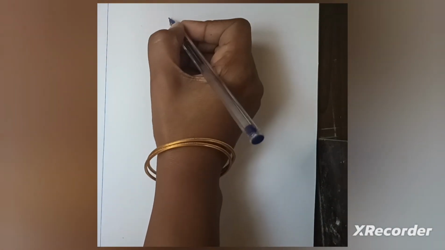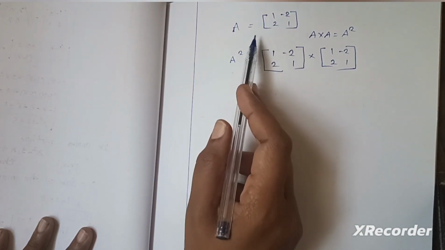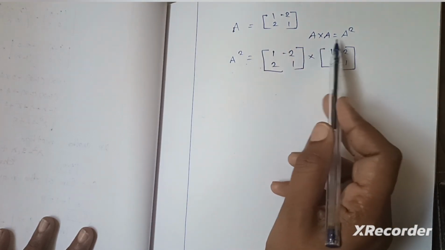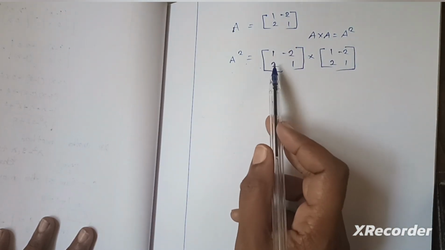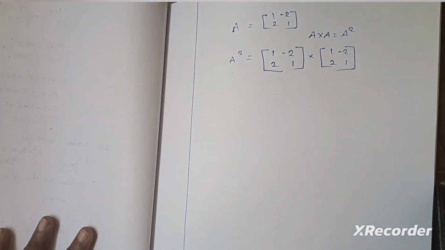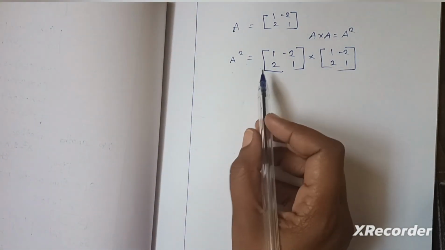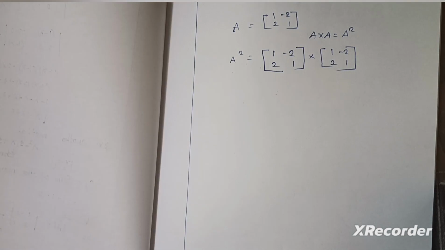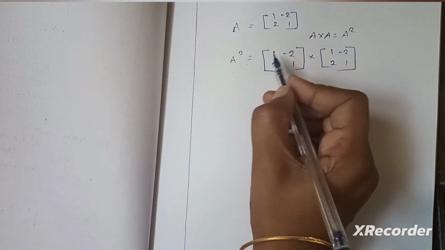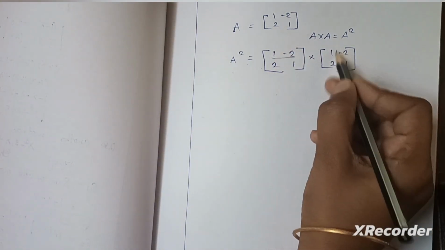In this case, A equals the matrix 1, minus 2, 2, 1. The given matrix we have to write. Next, A squared. A squared means A into A. So A equals 1, minus 2, 2, 1 matrix into 1, minus 2, 2, 1 matrix. Next we have to multiply, row into column. First row into first column.